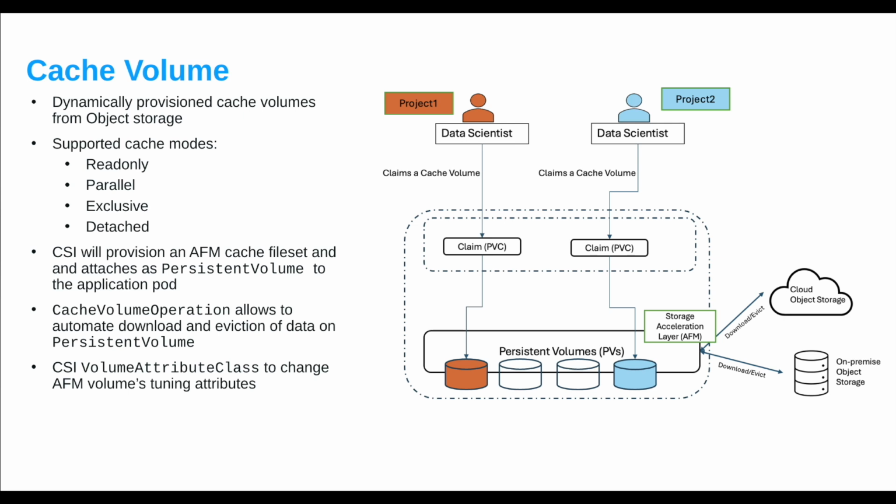In read only, we use this when the application needs to only read from an object store. In parallel, we use this when multiple applications need to both read from and write to an object store. In exclusive, we use this when we need to both read from and write to an object store. And detached mode is used when the application needs to cache from an object store and modify the locally cached copy without writing the changes back to the bucket.